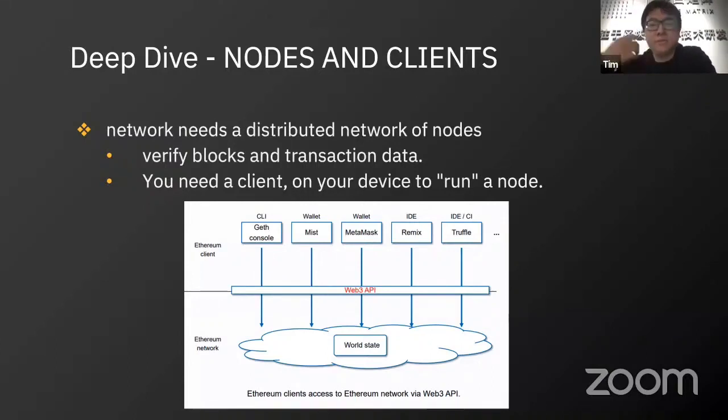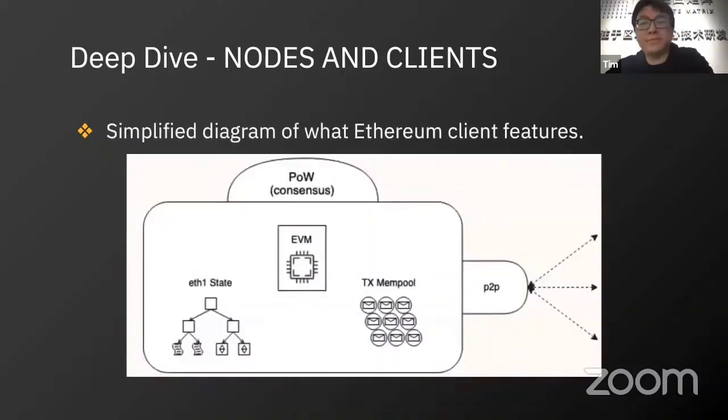So for the network to work in a decentralized way, it needs the distributed network of nodes that can verify blocks and transaction data. You need the application known as a client on your device to run a node. So why is a node important? A client is an implementation of the EVM that can verify all these transactions in each block, keeping the network secure and the data accurate.